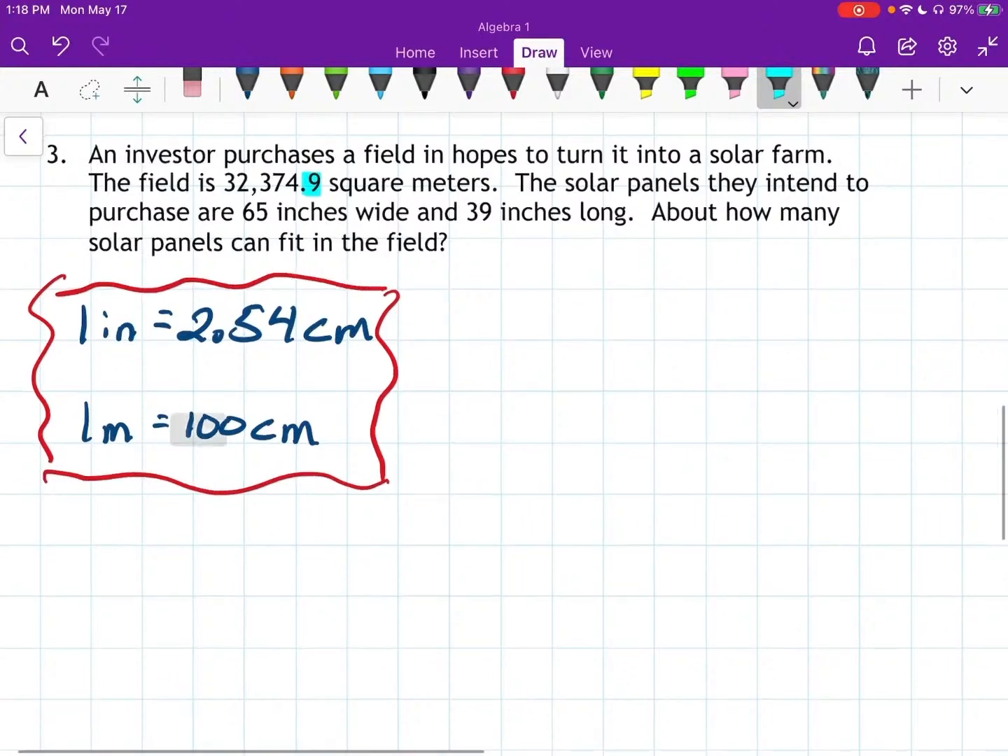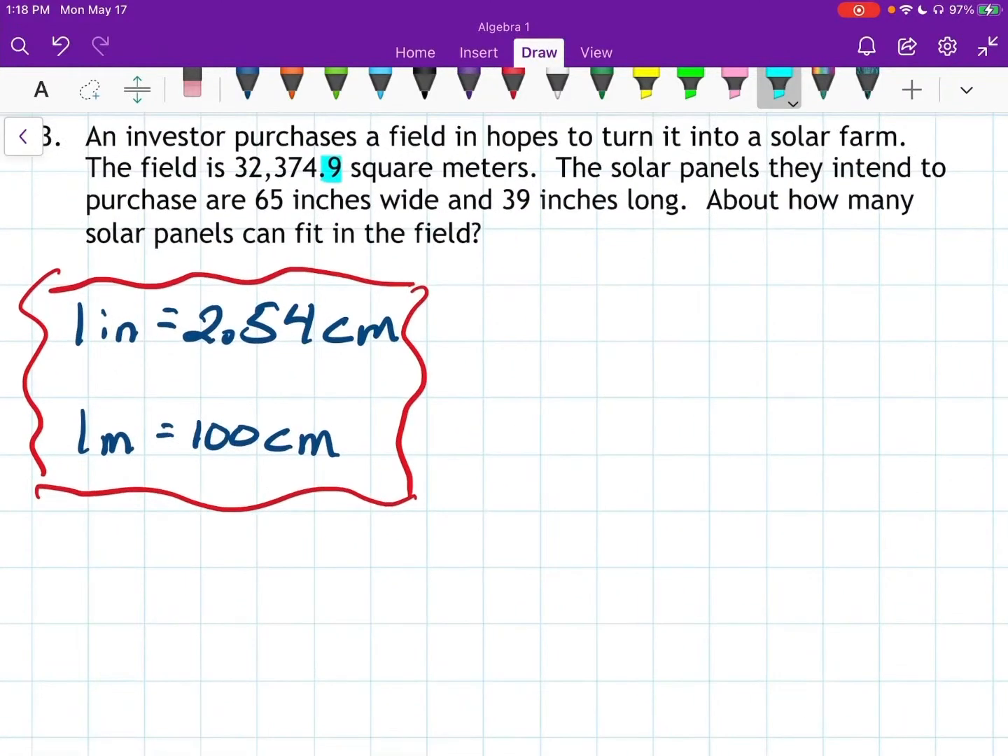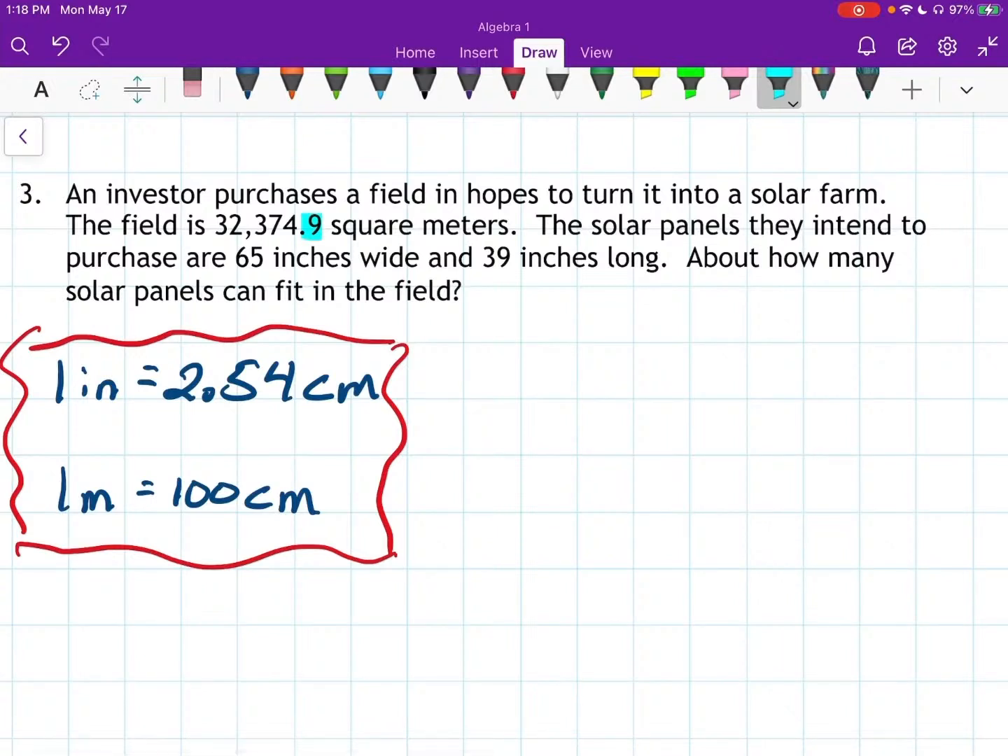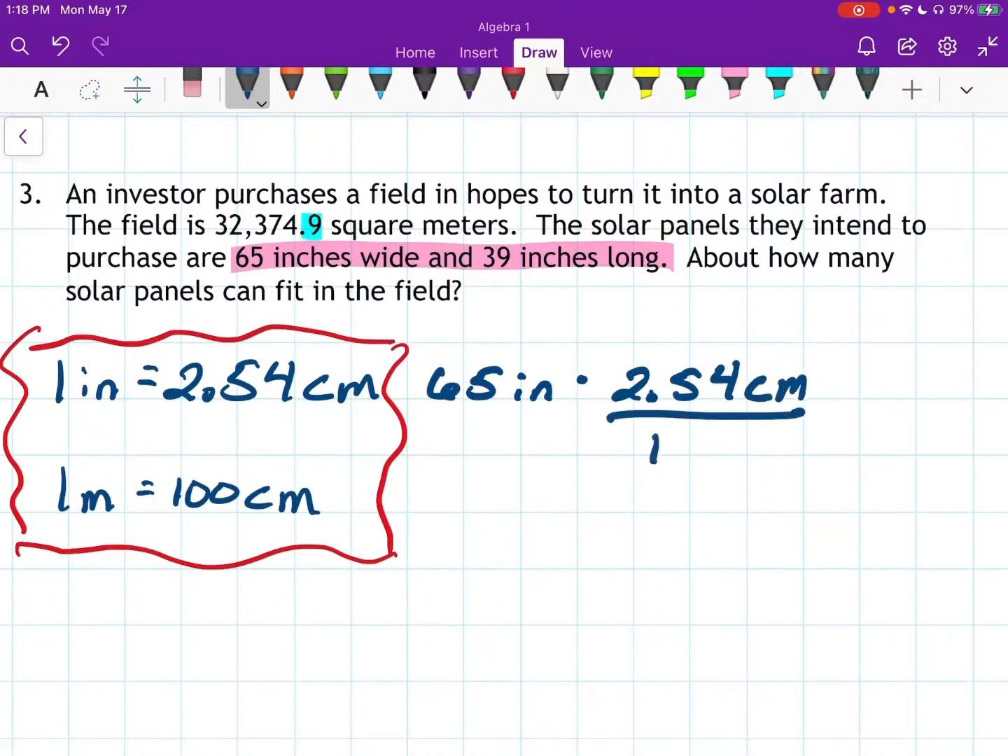Now you'll see here that I've already written that 1 inch is 2.54 centimeters, and a meter is 100 centimeters. And we're going to need to use those to turn these inches into meters. We started off with inches here, and we're going to need to use meters. So I'm going to take 65 inches, and first I'm going to use this top conversion factor. I'm going to say, well, 2.54 centimeters is 1 inch. And I can say the same thing about the 39-inch one.